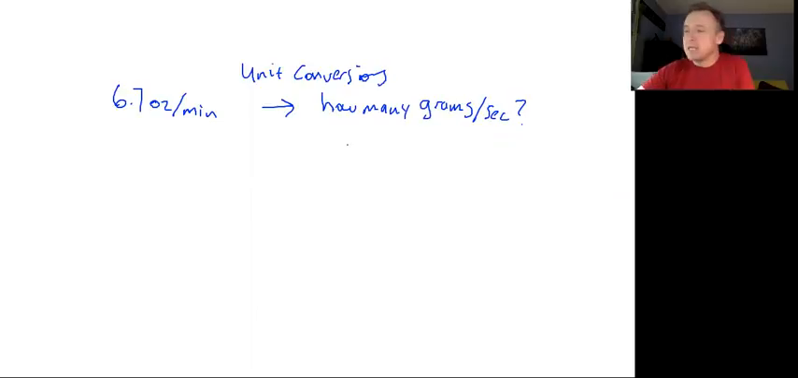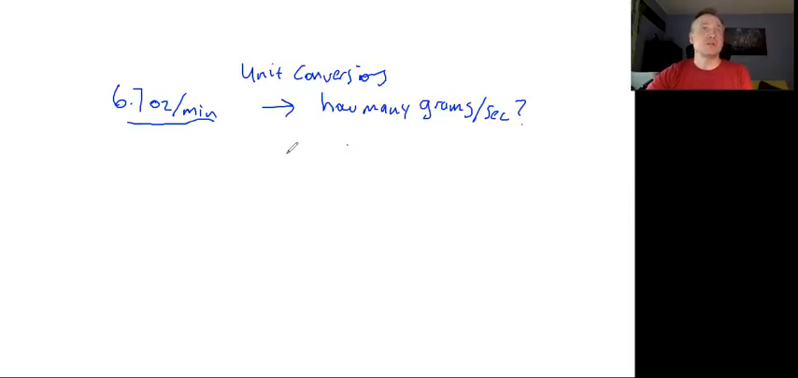Take it from me. Okay, so we have 6.7 ounces per minute, say maybe the rate of flow of something. And we want to find out, how many grams per second is that? So grams is a unit of mass, right? And we have 6.7 ounces, which is weight. Fluid ounces is a weight technically.